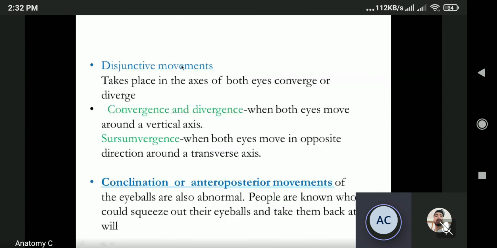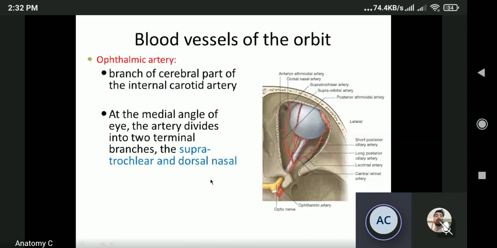So these conjugate movements take place in the axis of both eyes, converge or diverge. We'll discuss the axis in the next slide, because first you have to know about the axis. So we'll talk about the blood vessels of the orbit.